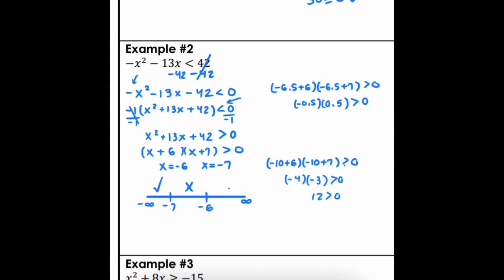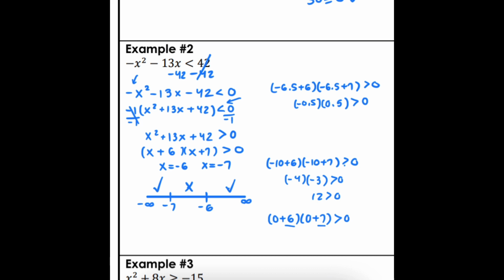And then lastly, let's check a number that's greater than -6, so we can just plug in 0. So if you plug in 0, you can probably already tell that's going to be the product of 6 and 7, which is of course greater than 0, so this does work.